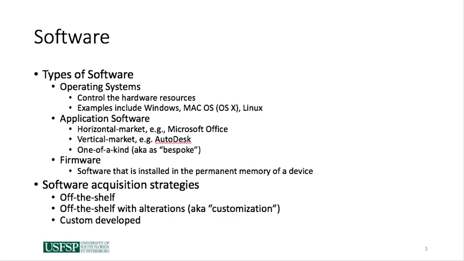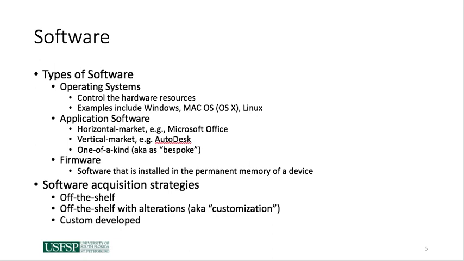Horizontal market software serves the needs of users across a range of industries. Microsoft Office is a good example. Vertical software serves the needs of users in a specific industry. An example is Autodesk, software that is used by architects and construction managers.